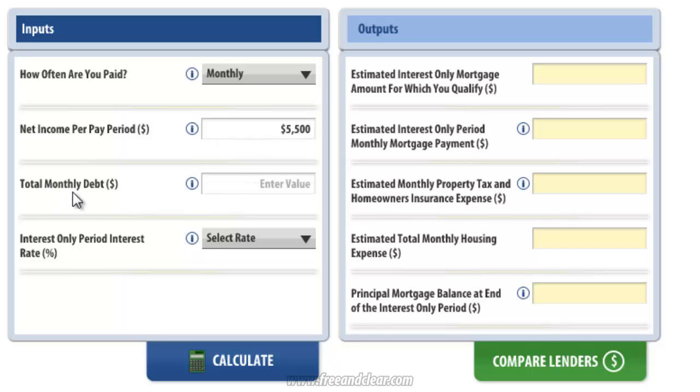The next input is total monthly debt. This is any monthly debt such as an auto payment, credit card payment, or student loan. Any revolving debt that you pay on a monthly basis is included in this figure. I'm going to say our monthly debt is $475.